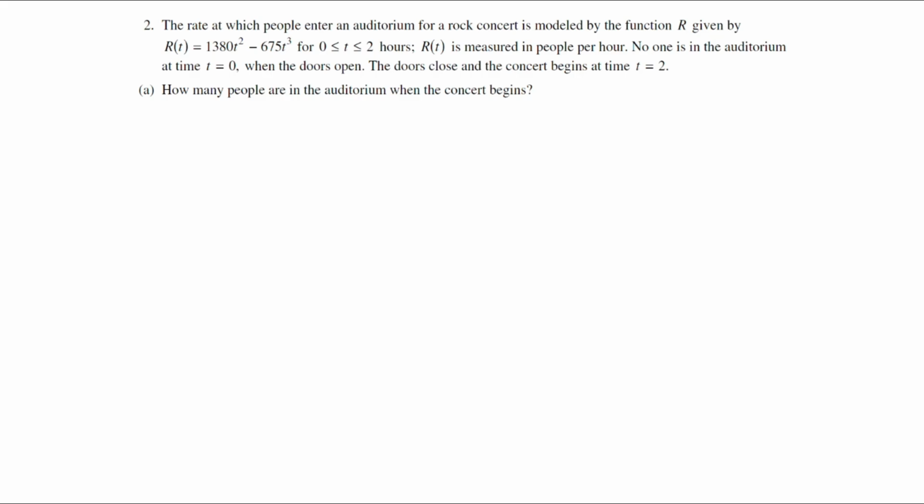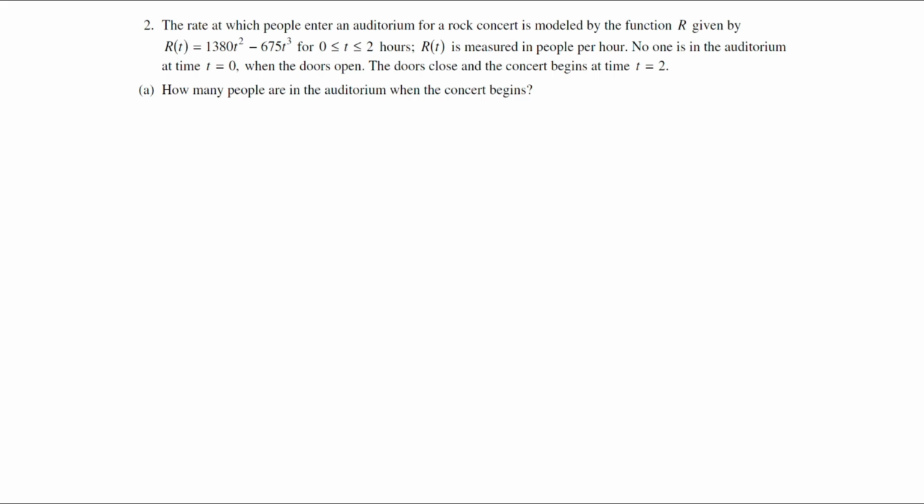All right, this is question number 2 from the 2009 AP Calculus AB exam. It's a rate FRQ. We're given a rate at which people enter an auditorium for a rock concert, and it's modeled by that function r of t. From t equals 0 to t equals 2, it's measured in people per hour. And we know that when the doors open, no one is there, and 2 hours later, the doors close and the concert begins. We want to know how many people are in the auditorium when the concert begins.